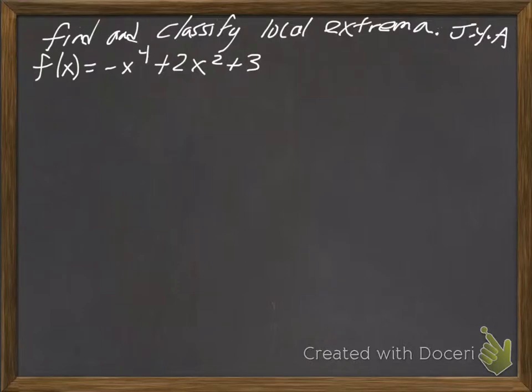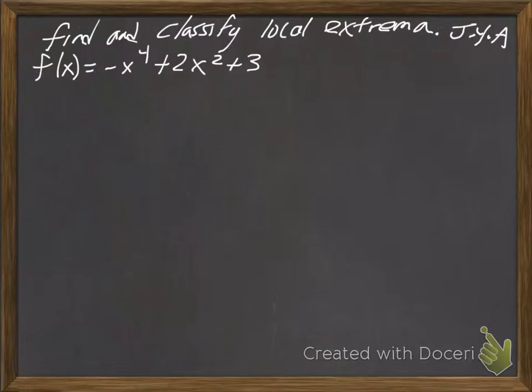Here we're being asked to find and classify local or relative maxima or minima, or extrema, and to justify our answer. Notice there's no interval in question here because local or relative extrema occur in a very small window anyway. It's the highest point in a small window or interval and the lowest point in a small window or interval. So let's begin.